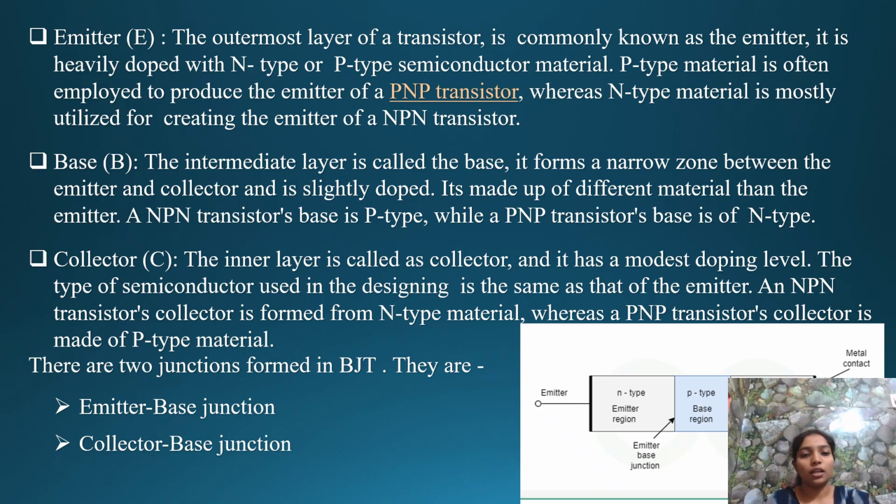Then collector. Collector is an inner layer and it has a modest doping level. The type of semiconductor is same as that of emitter. An NPN transistor's collector is formed from n-type material, whereas PNP transistor collector is made up of p-type material. There are two junctions formed by these transistors, that are base emitter junction and collector base junction.